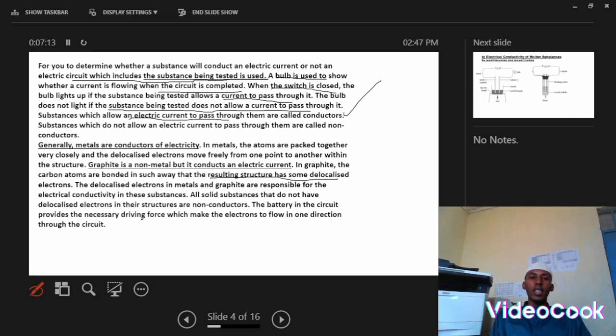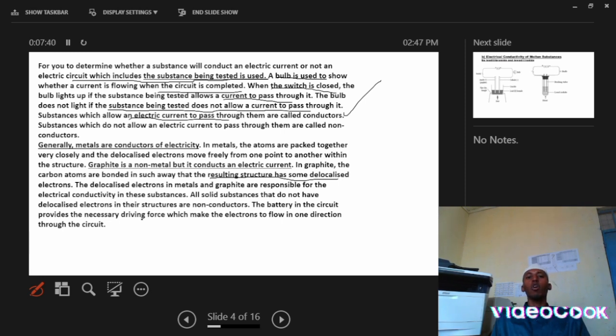So, in summary, they told us that metals are generally good conductors of heat and electricity. A substance that allows an electric current to pass through is called a conductor, while substances which do not allow an electric current to pass through them, we call non-conductors. Metals are good conductors of heat and electricity because they have delocalized electrons.